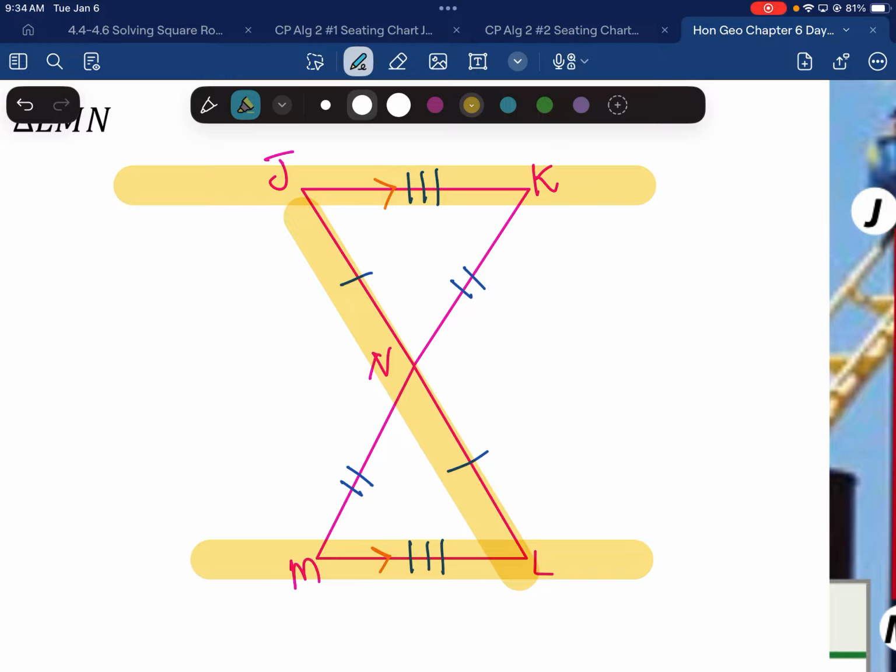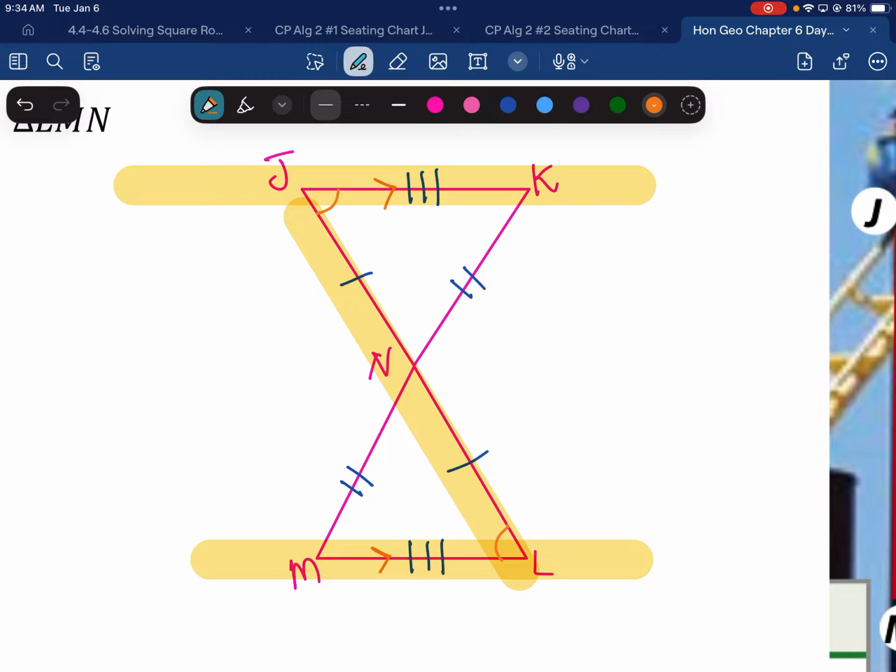Remember, we're looking for alternate interior angles here. The alternate interior angles are created by the parallel line and the transversal. So guess what? This angle at J is congruent to this angle at K. Are you with me? Do you see that these angles are going to be congruent right here? Parallel line, transversal, parallel line. These angles are congruent.